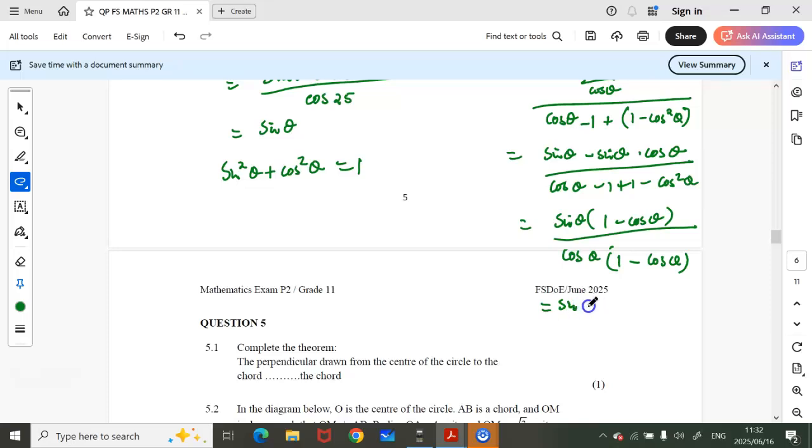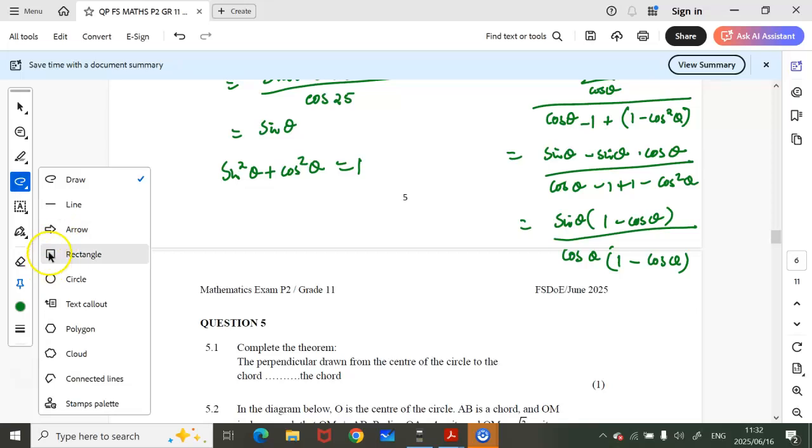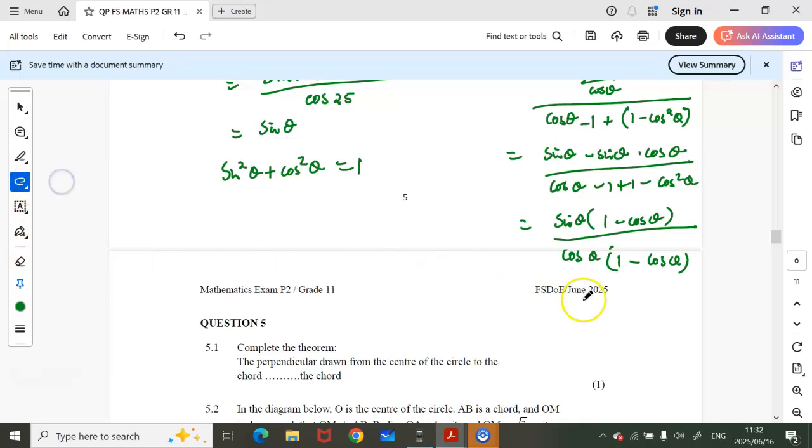With sine theta over cos theta. Sine theta over cos theta, according to identity, this is tan theta. Therefore, you conclude by saying, oh, the left hand side is equal to the right hand side. Let me just finish here for today.